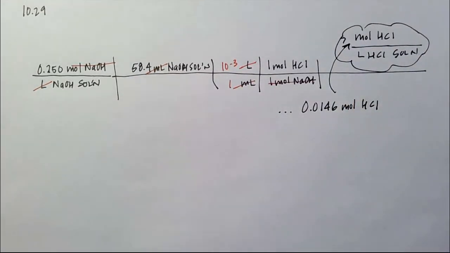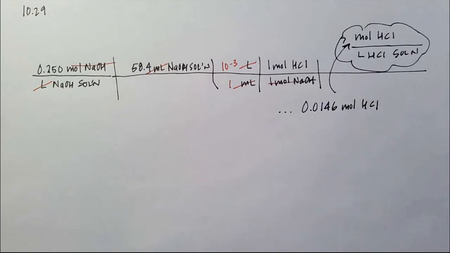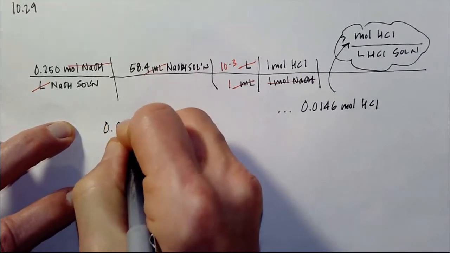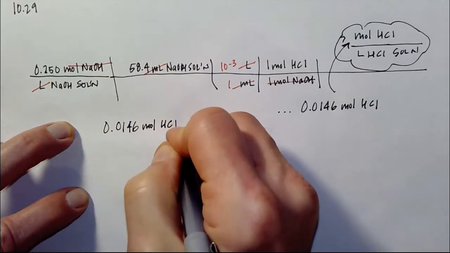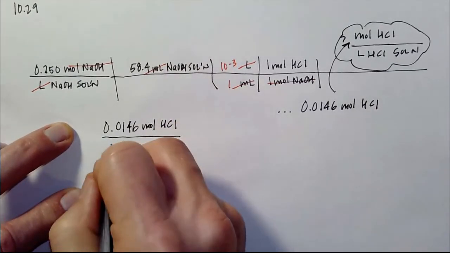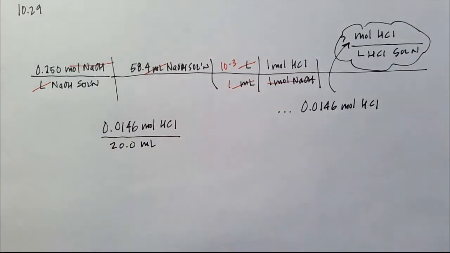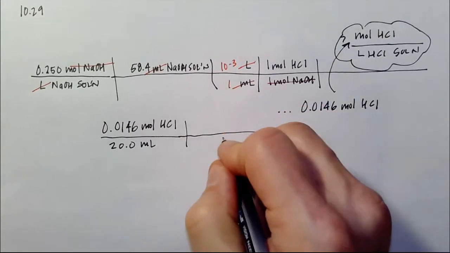And if you look back at the problem, it said that was a 20 milliliter solution of HCl. So I could say, okay, 0.0146 moles HCl, 20.0 milliliters. Well, there's moles over volume. To get molarity, I need moles over liters.